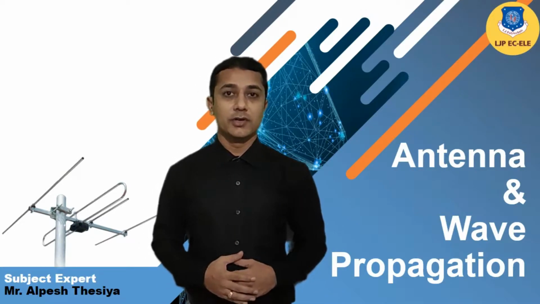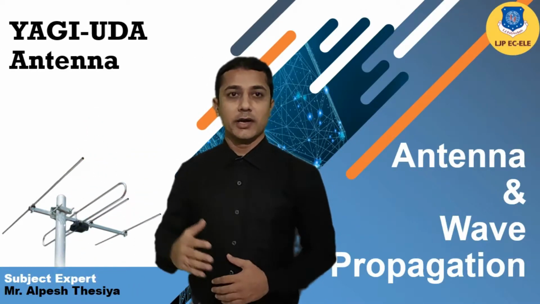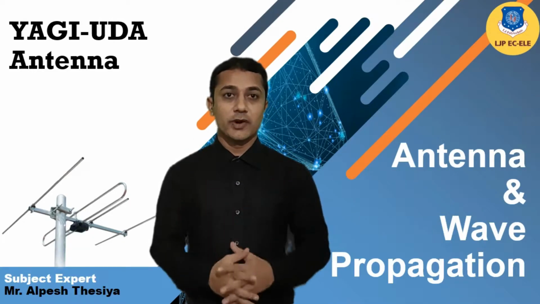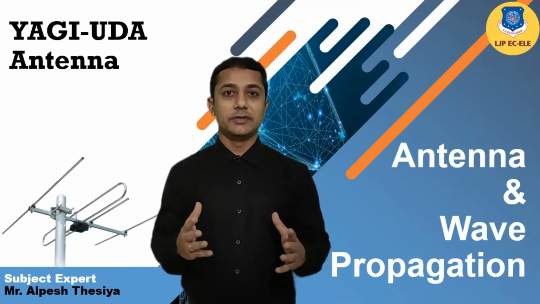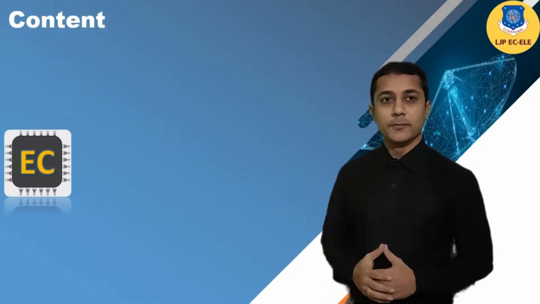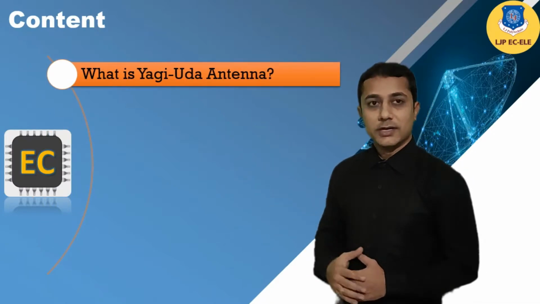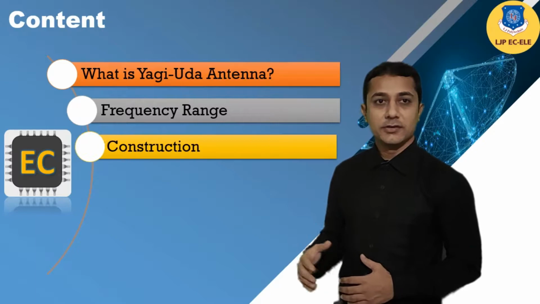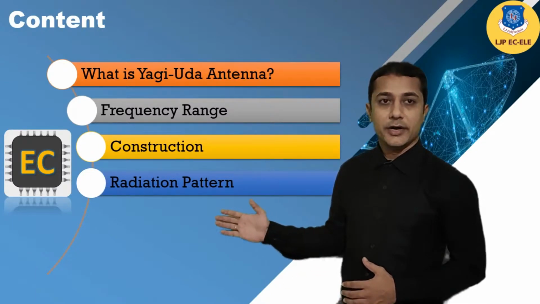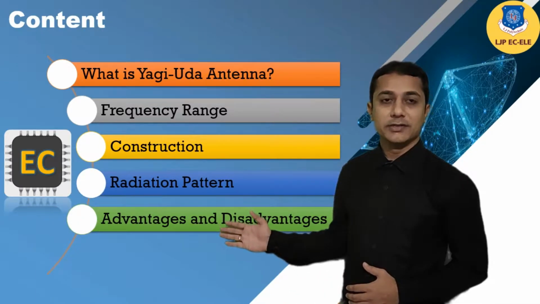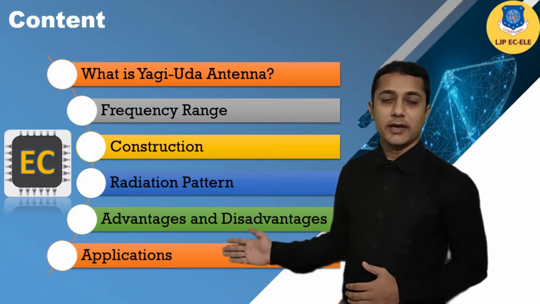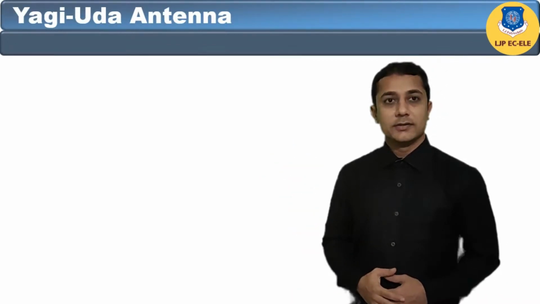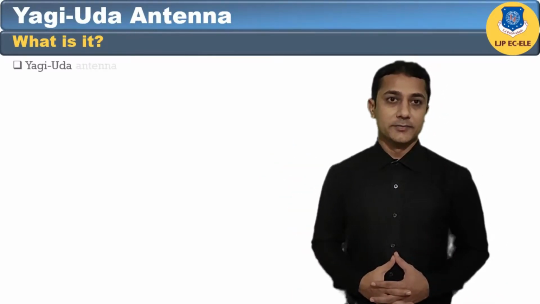Today we are going to learn about the Yagi-Uda antenna. It is the most widely used antenna for TV reception. Let's see the content of this video. First, what is the Yagi-Uda antenna, its frequency range, construction, radiation pattern, advantages and disadvantages, and applications of the Yagi-Uda antenna. Let's see first, what is the Yagi-Uda antenna.